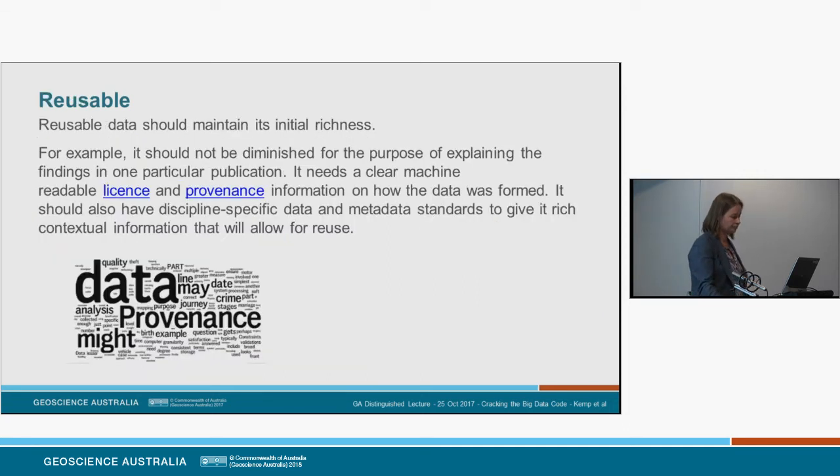And then reusable. So reusable at the end, this is a tricky one. We want to make sure our data has enough richness in it that it can be reused again. So that means we need to have clear machine readable licenses so that we know that the data can be used again, but also provenance and information about that data. So you don't need a geophysicist sitting next to you to help you use that data. You can grab it and you've got enough rich metadata to understand what that data is.